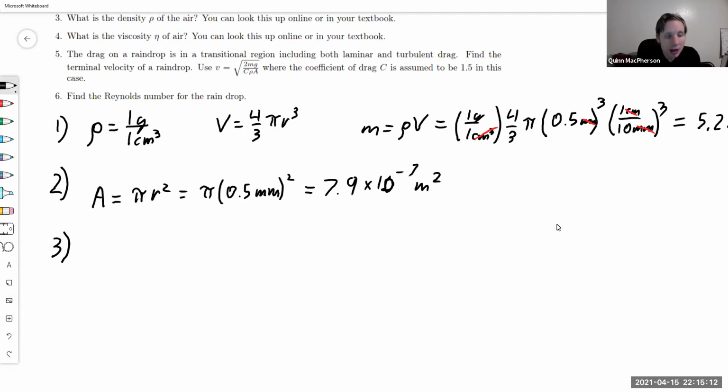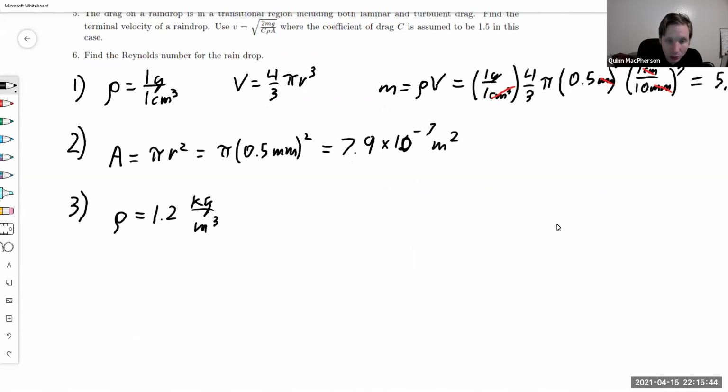Number 3, we are told to look up the density of air. If you look up the density of air, it depends on the temperature outside. But for reasonable temperatures, remember this is outside when it's raining, you get a rho of about 1.2 kilograms per cubic meter. It's the rough density of air at roughly sea level and typical temperature outside. If it's a little warmer, it'll be a little less. If it's a little colder, it'll be a little more. But there you go.